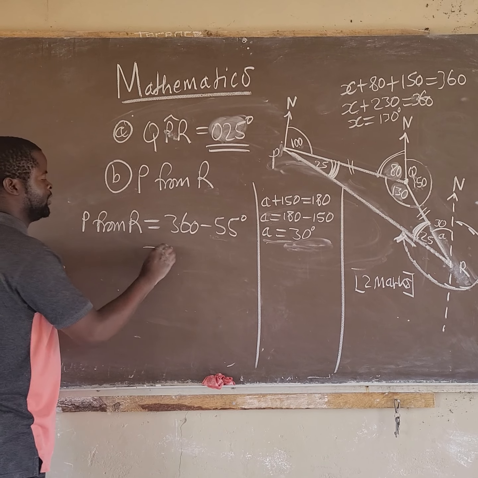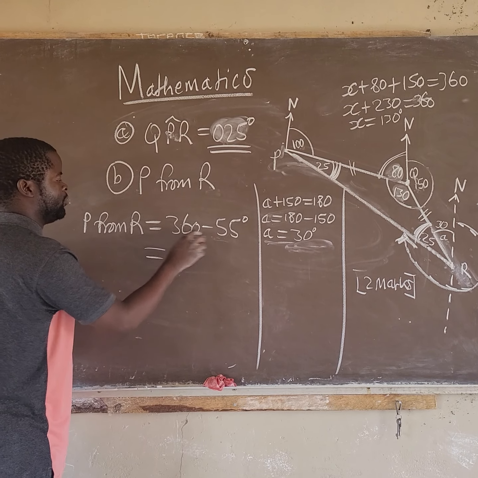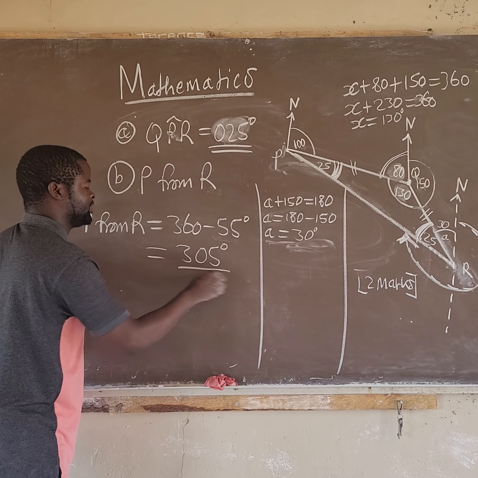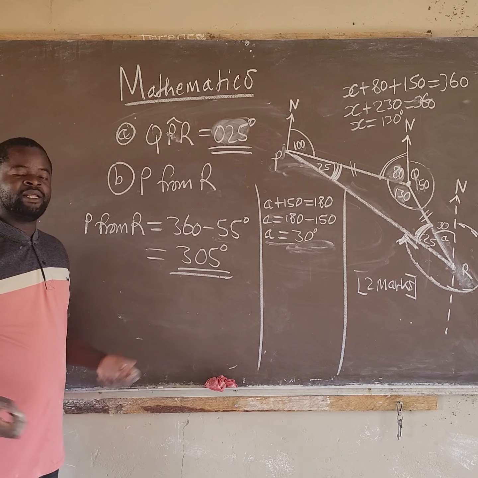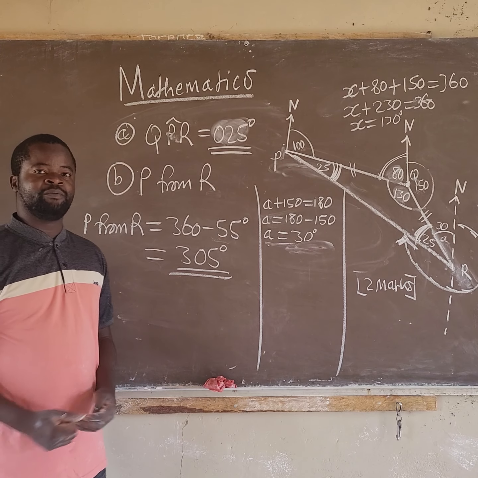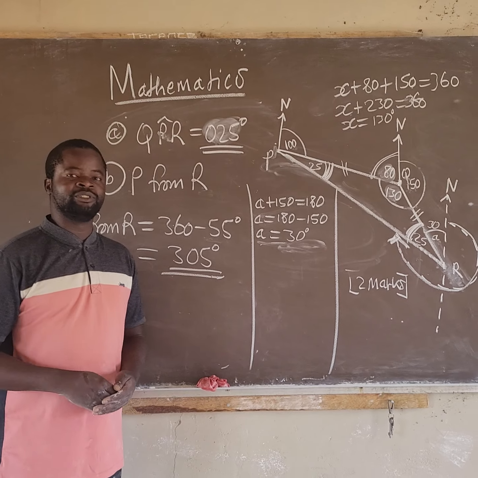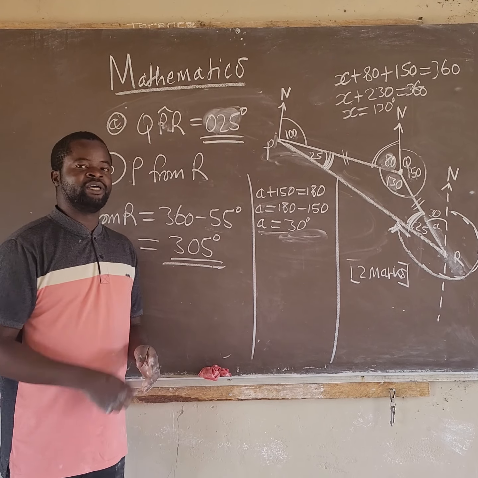And when I subtract, the bearing of P from R will be 305 degrees. And this is a three-figured bearing. By doing so, this is how simple mathematics paper 1 can be under bearings. Please stay tuned, follow the page, and enjoy the lesson.